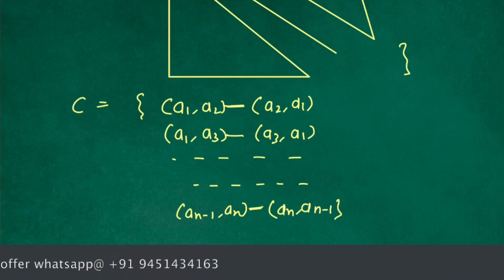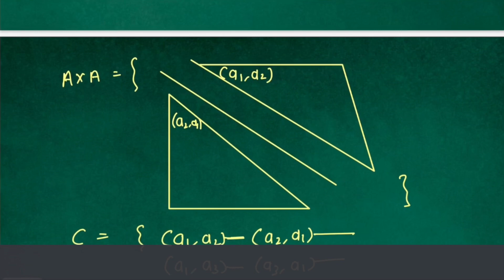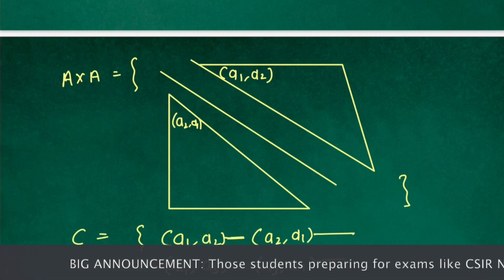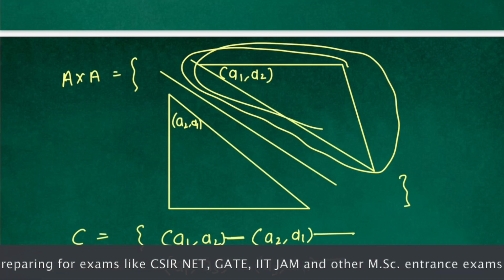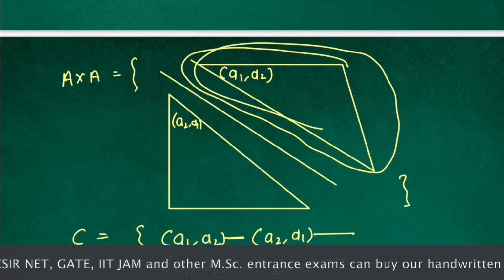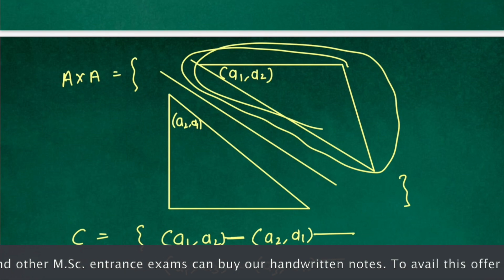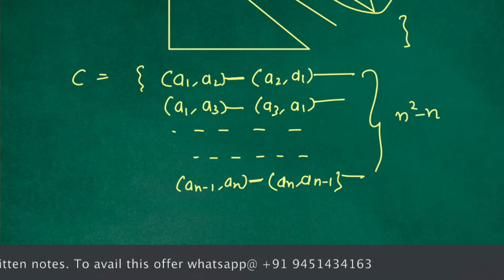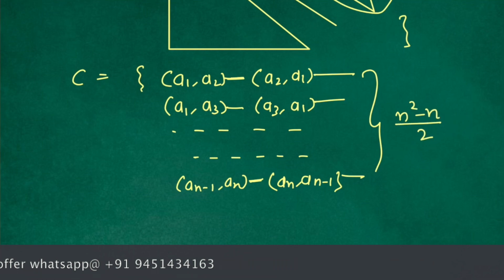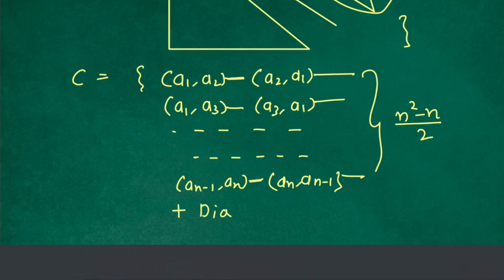Now how many such elements are possible? In this A cross A set we have n square elements, and in the diagonal we have n elements. So the number of elements in the upper diagonal will be n square minus n over 2. So there are n square minus n over 2 such elements. Now this set C also contains the diagonal elements.